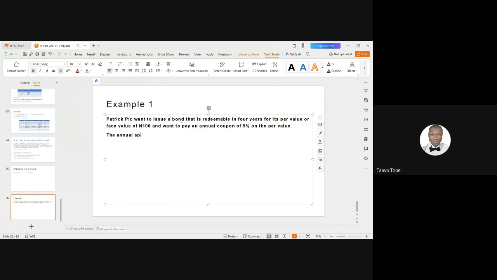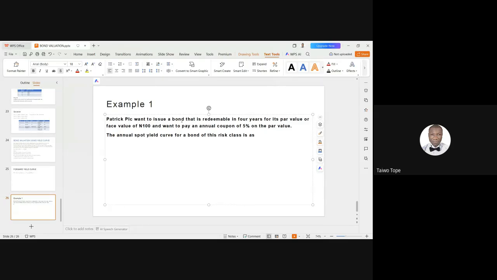The annual spot rates. Please follow the question. I'll call on one of us to explain what to do, because it's not far-fetched from what I've explained. The annual spot yield curve for a bond of this risk class is as follows.